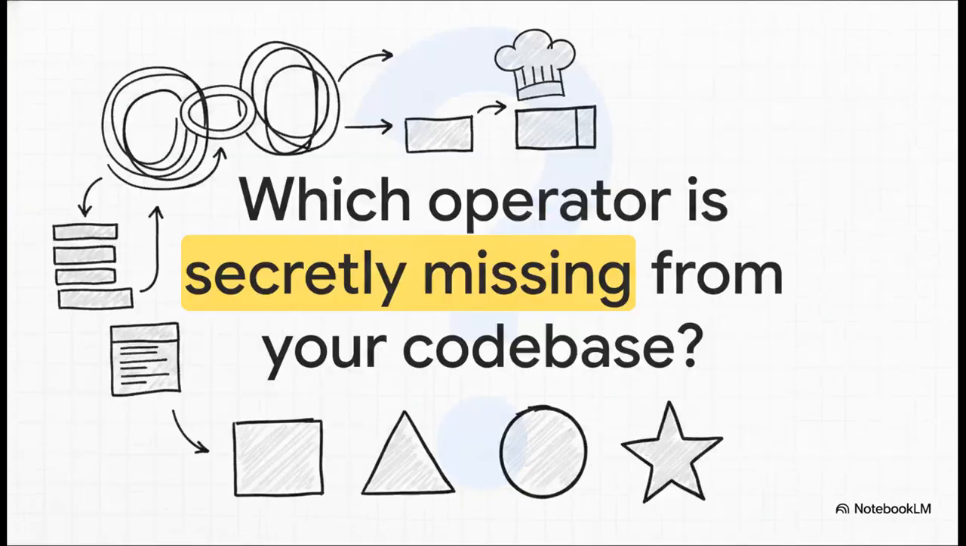Which brings us to a final, provocative question. Which operator is secretly missing from your Angular codebase right now? Open up your codebase today, hunt down those messy nested subscriptions, remember our restaurant analogy, and ask yourself which of these 4 operators will instantly clean up your architecture. Implement it and watch your code become cleaner, faster, and truly reactive.